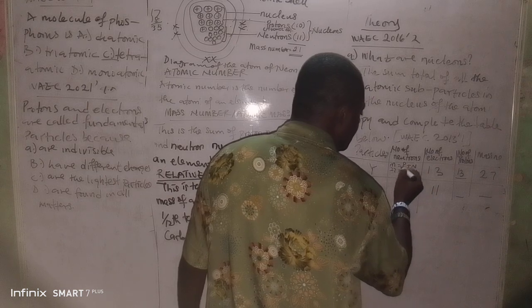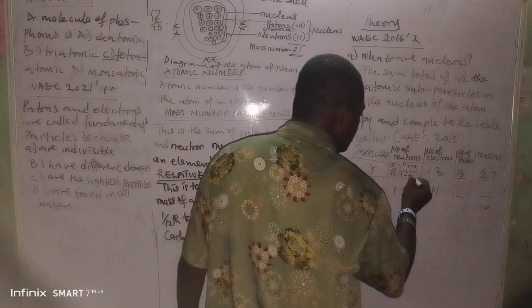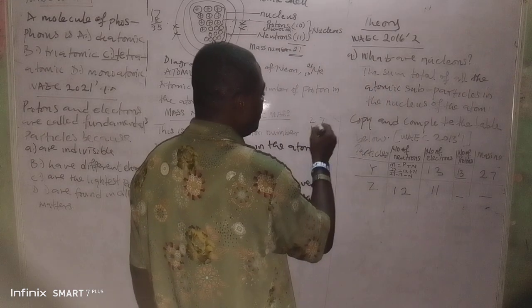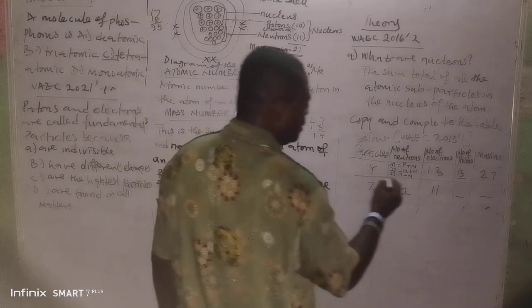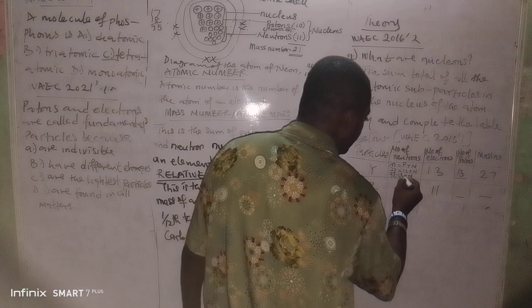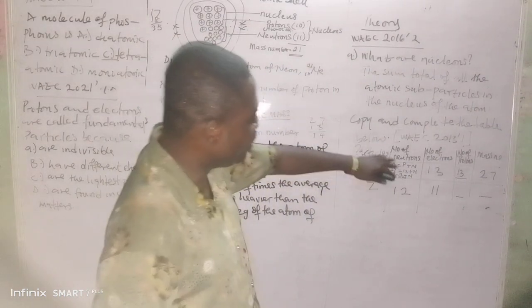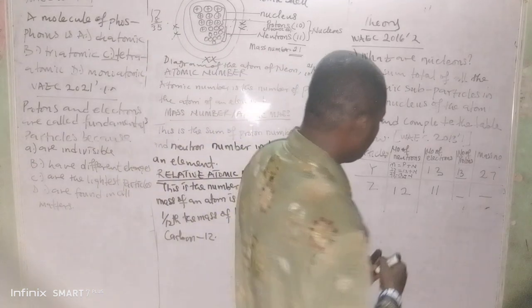Your neutron now is unknown. Take this one to this side. You now have 27 minus 13 equals neutron. So take away 13 from 27, you have 14. So that's 14 equals n. That's how to get it. So it's 14 they want to see. They don't want to see all this solving. No. I just put that to help you.